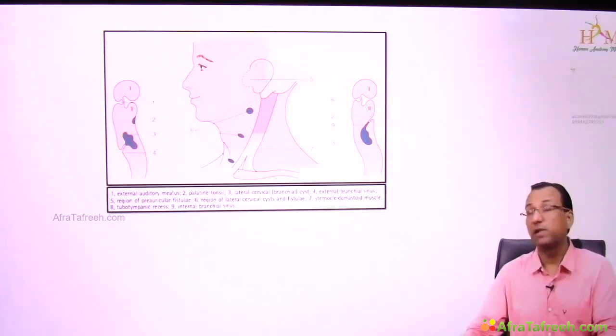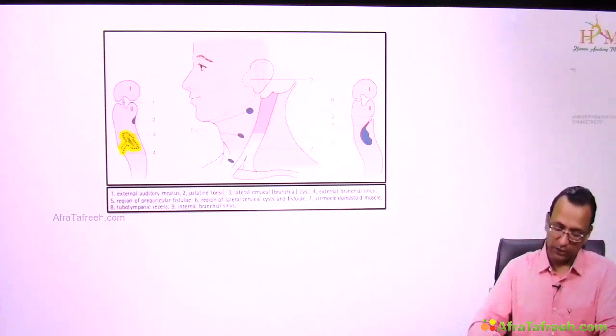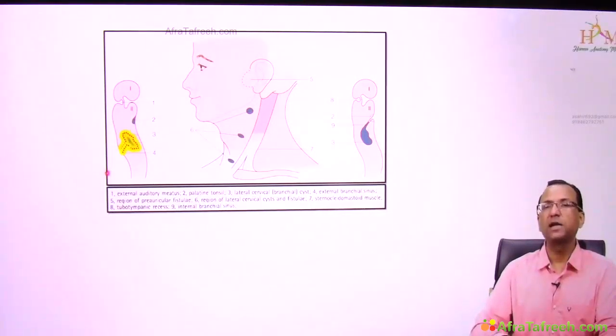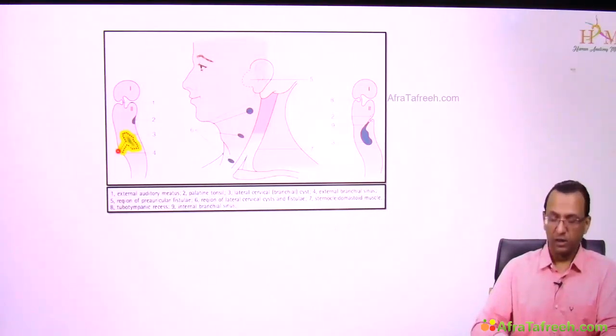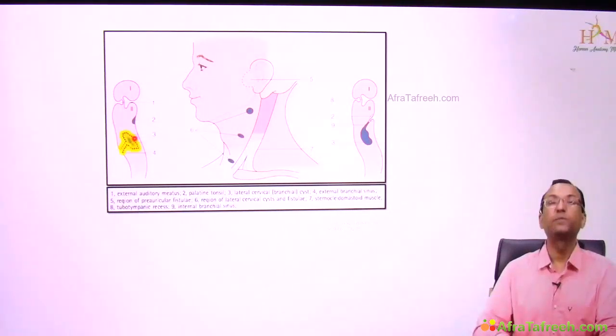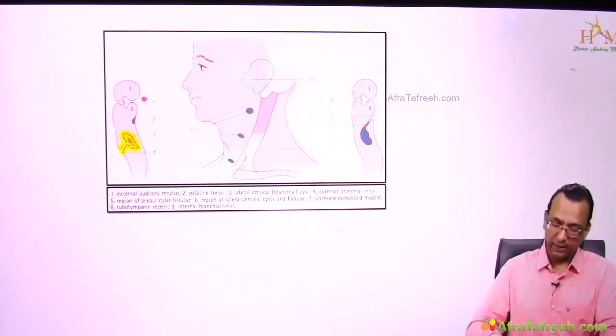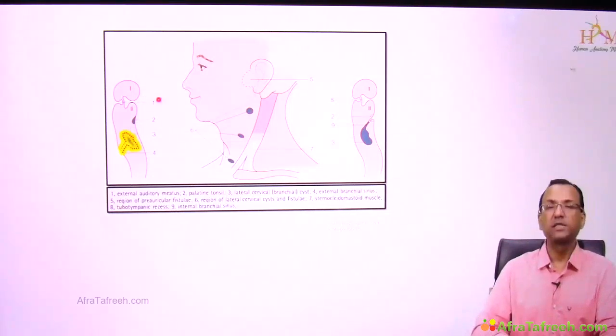What if I have a double sinus? One which is opening into the tonsillar fossa and one which is opening into the skin, then you have a double sinus, meaning double opening, and it will become a fistula. So external branchial sinus plus internal branchial sinus opening into the tonsillar fossa, double sinus means fistula.